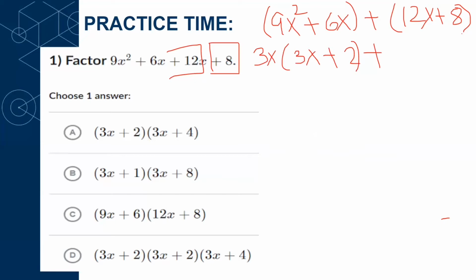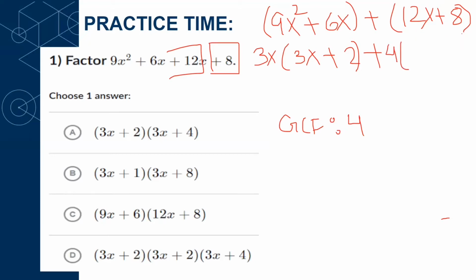So for our second group, what is our GCF? Well, I see that we have 12x and 8. My GCF obviously is going to have a number. So what is the GCF of 12 and 8? The GCF of 12 and 8 is 4. And the GCF cannot have a variable because only 12 has a variable. 8 does not have a variable. And as long as 8 does not have a variable, your GCF cannot have a variable as part of it, okay? So it is just going to be 4.